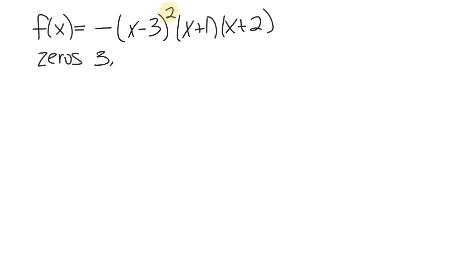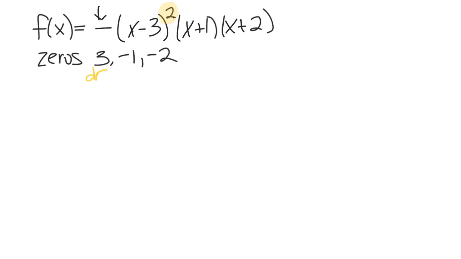That makes 3 a double root. I'm going to put dr next to it for a double root. And then the other ones are single roots, negative 1 and negative 2. Now, is it odd or even? So it's negative for that negative, and we have x squared. So I have x squared times x, which is x cubed, times x, which is x to the 4th.